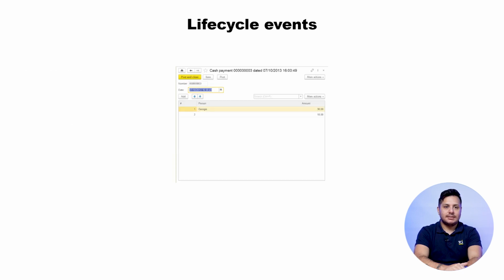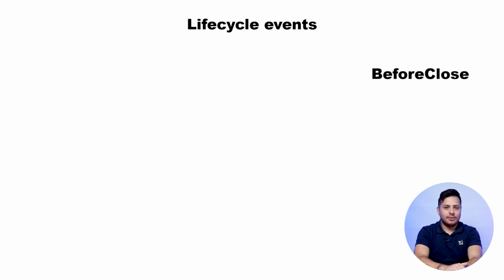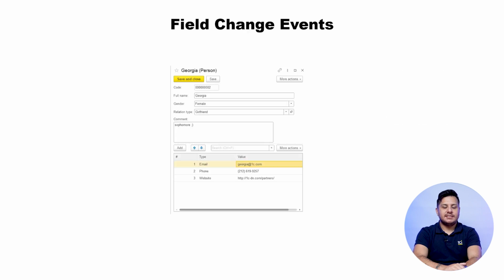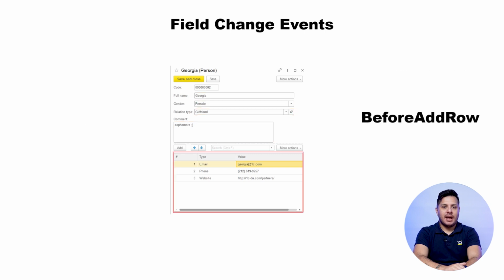Form lifecycle events occur when the form is open or closed. Field change events. These events occur when a user changes a field value. Button events occur when a user clicks a button.